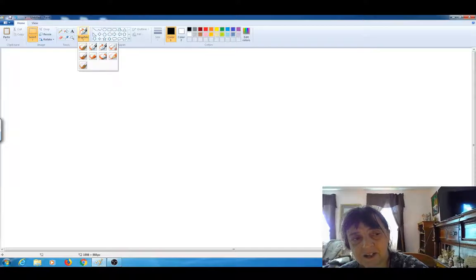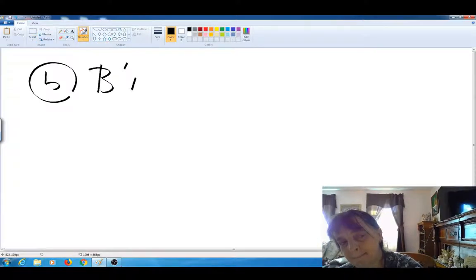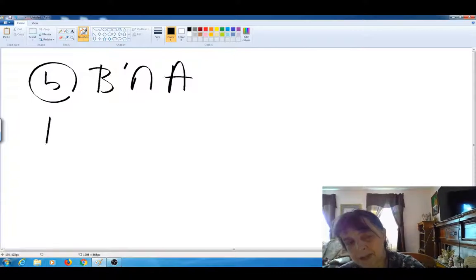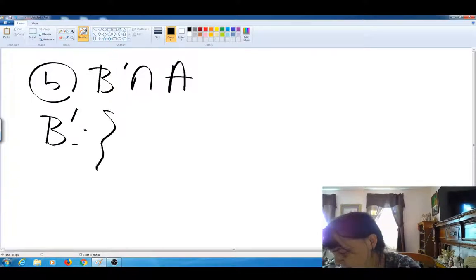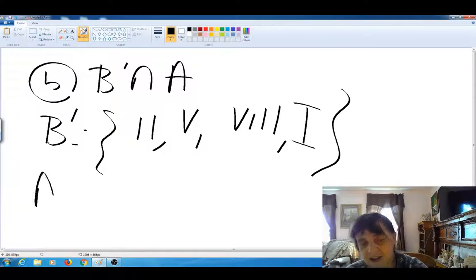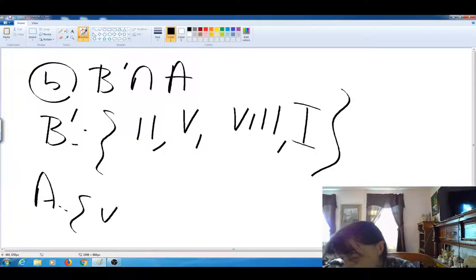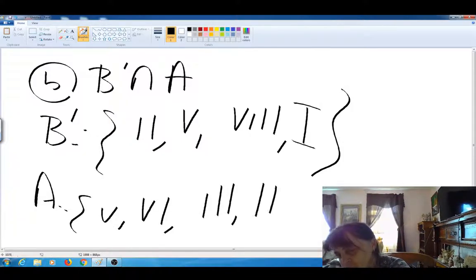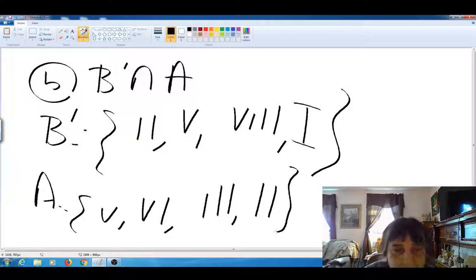And the next one is B prime intersect A. B prime is everything but B. So region 2, region 5, region 8, and region 1. And A is 5, 6, 3, 2. Okay, the intersection is 2 and 5.